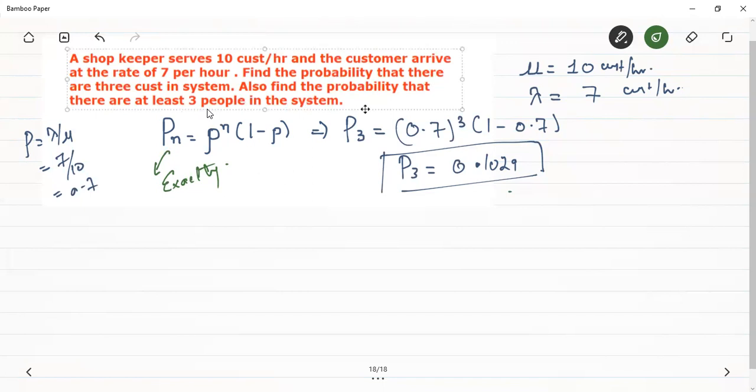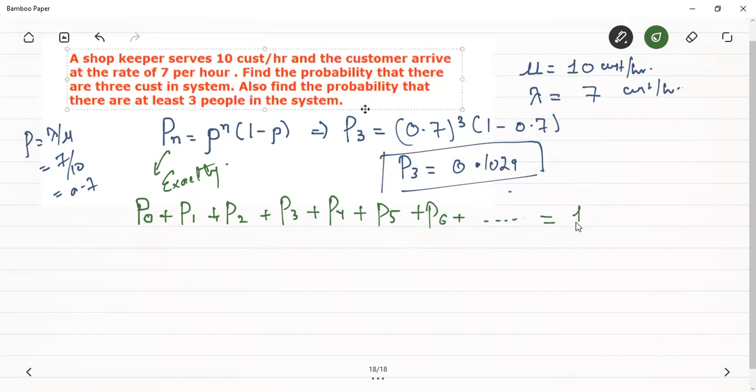ओके, सो इस सिचुएशन में क्या हम करते हैं, law of probability use. We know that probability of 0 customers in the system plus probability of 1 customer, probability of 2 customers, plus probability that there are 3 customers, plus probability that there are 4 customers, plus probability that there are 5 customers, probability that there are 6 customers, and so on. That has to be equal to 1. Okay. Now probability that there are at least 3 customers in the system means या तो 3 या तो 4 या तो 5. So actually we have to calculate this term.